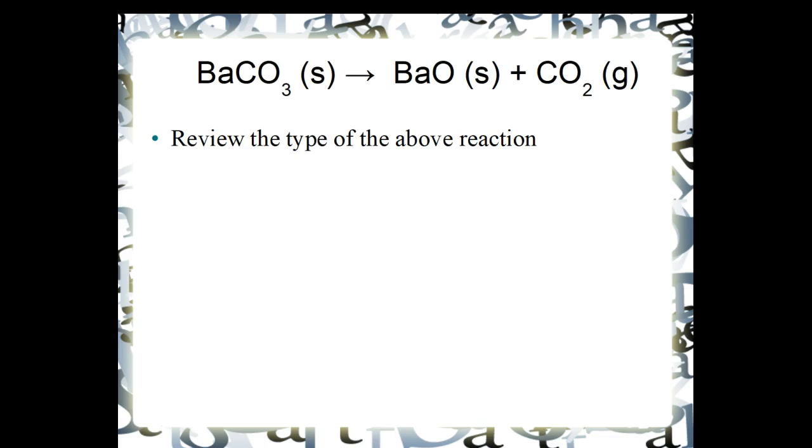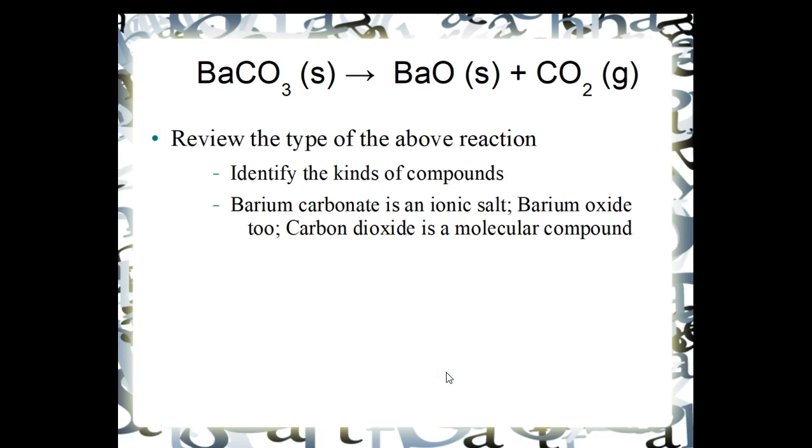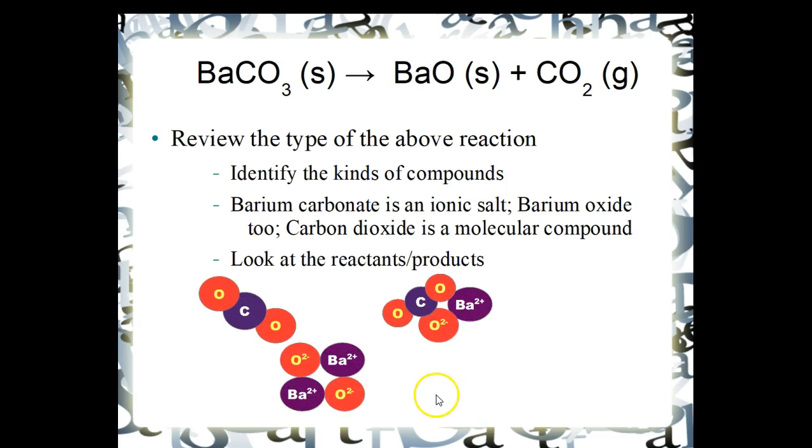This was on the first of our videos. We identify the kinds of compounds that we're working with. Barium carbonate is an ionic salt. Barium oxide is an ionic oxide. Carbon dioxide is a molecular compound that comes off. If you look at the reactants and products, you see that the reactant here, the barium carbonate, and the barium oxide here with its carbon dioxide.